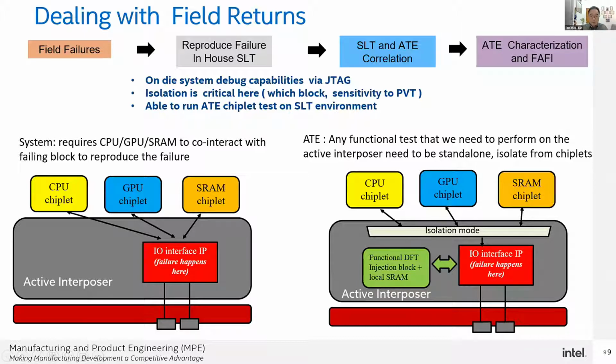If you have this green box and you're able to do isolation, you should be able to bring the failure from system to ATE within the active interposer, which means that you can even bring it to the die level. Sometimes you want to screen at the die level to improve the quality, right? So this is what I call a shift left approach with the aid of DFT, all right?